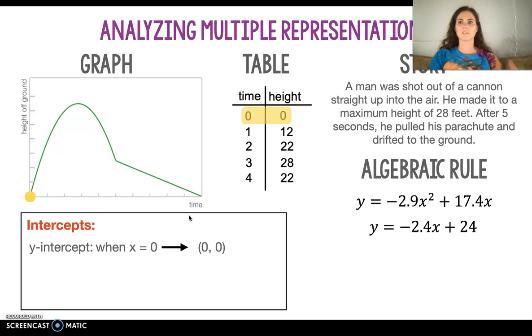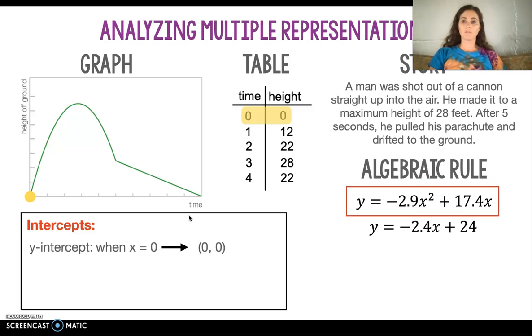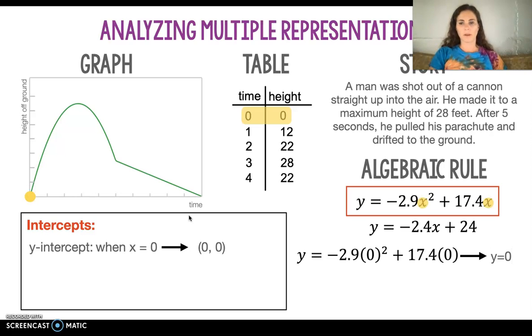I just say, hey, there's the point (0, 0). I know that's got to be a y-intercept. The story is not a great representation. It doesn't tell me where the man is at 0 seconds. And the rule, because I'm on that curved part, I can always identify the y-intercept for every equation known to man if I substitute 0 in the x spots and solve. So if I do that, I end up with y equals 0.